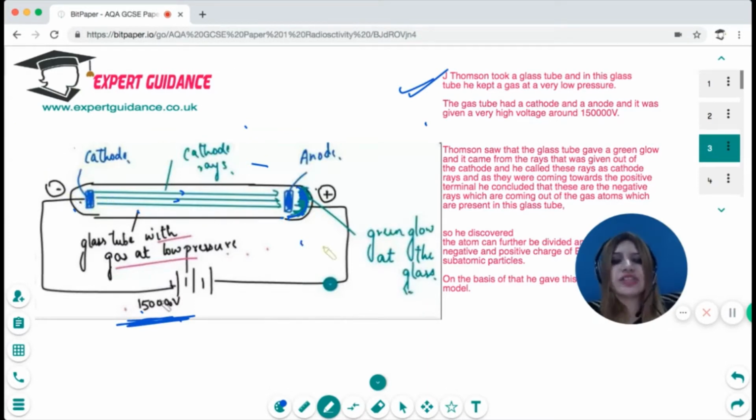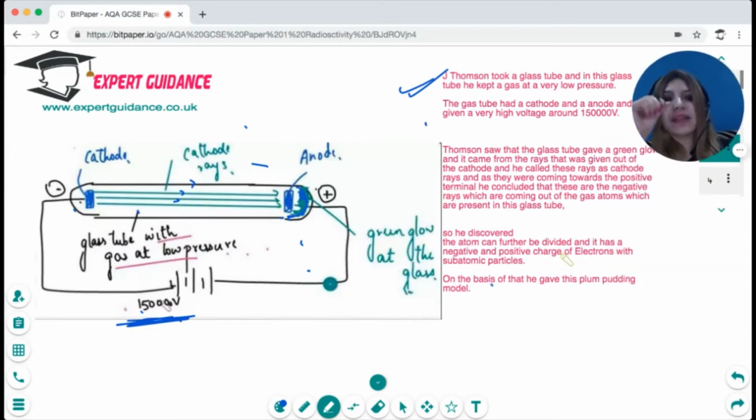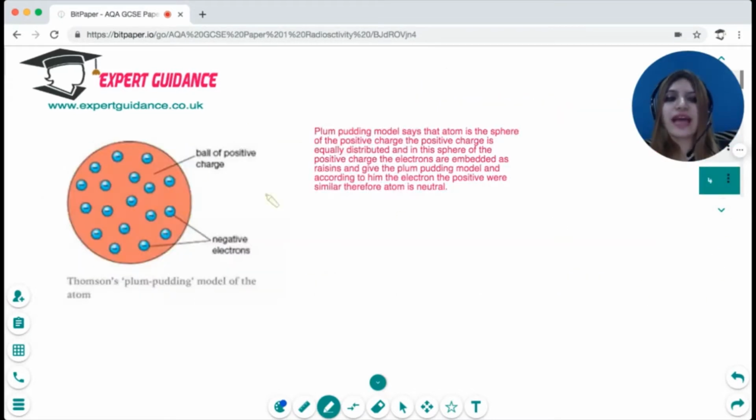And since they were going towards the positive plate, he concluded that they are negatively charged. And he found that the atoms were actually giving off these rays, and the nature of them was electrons. So he discovered that there are negative and positive charged elements present inside the atom. So he gave the idea of the electron and then he came up with the structure called the plum pudding model. In the plum pudding model, he says that the atom is a sphere of positive charge, and inside this positive charge the electrons are embedded like plums, and therefore he gave the name plum pudding model.